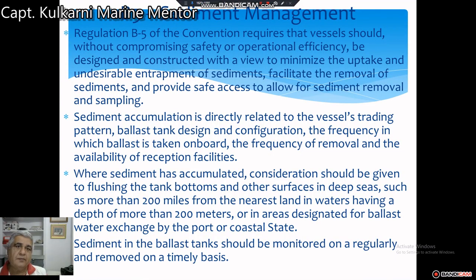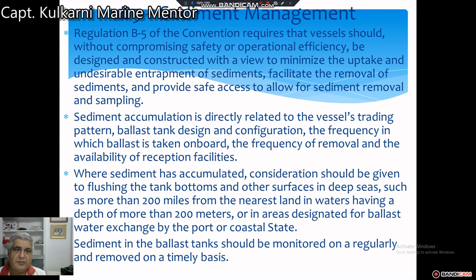Sediment management. Now, regulation B-5 of the convention requires that vessels should, without compromising safety or operational efficiency, be designed and constructed with a view to minimize the uptake and undesirable entrapment of sediment, facilitate the removal of sediments, and provide safe access to allow sediment removal and sampling. Now this has recently been added.